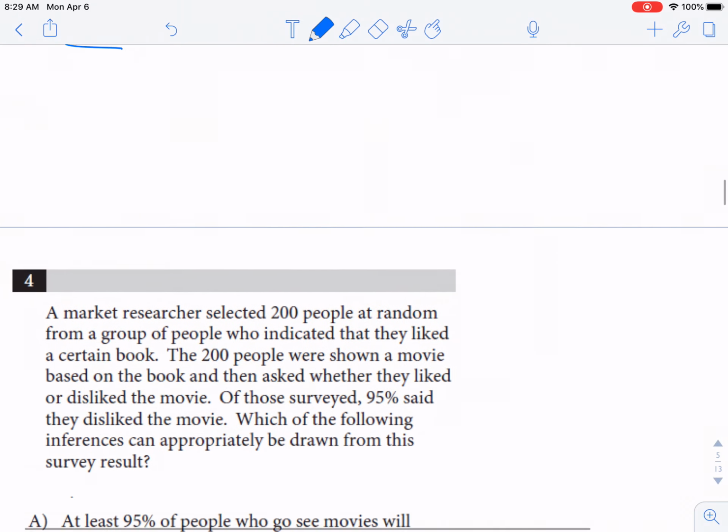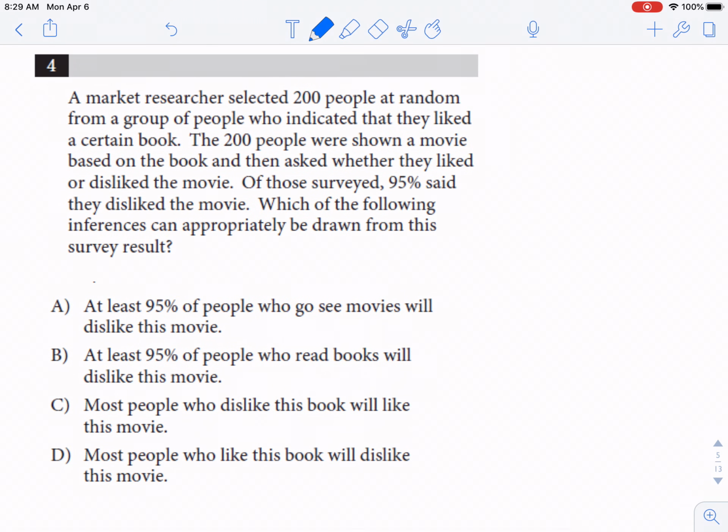All right. This one, lots of words. How many of you skip problems because they have a lot of words? Yeah. Well, this one's actually pretty simple. It doesn't actually require a lot of math work. No algebra. A market researcher selected 200 people at random from a group of people who indicated that they liked a certain book. The 200 people were shown a movie based on the book and then asked whether they liked or disliked the movie. Of those surveyed, 95% said that they disliked the movie. Which of the following inferences can be appropriately drawn from this survey result?